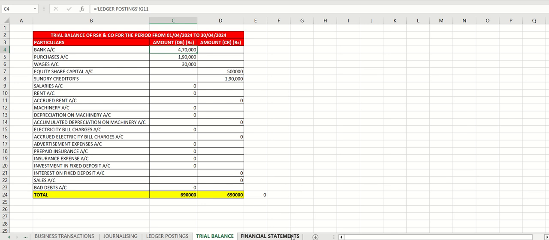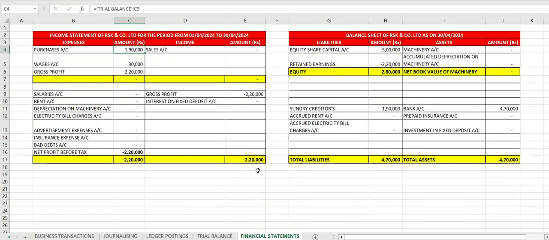Now let's move to the financial statement phase, the last phase. See how this particular transaction is supposed to be reflected in the financial statements, which are the income statement and the balance sheet. Wages being an expense, it should get debited directly. These balances are taken directly from the trial balance and updated in the income statement under the expense side. And this bank account would be reflected under current assets on the asset side.